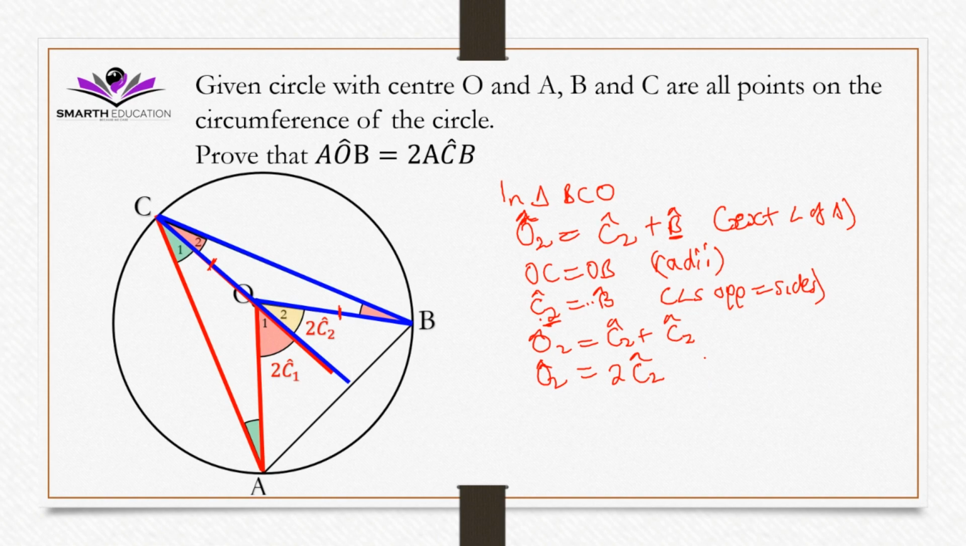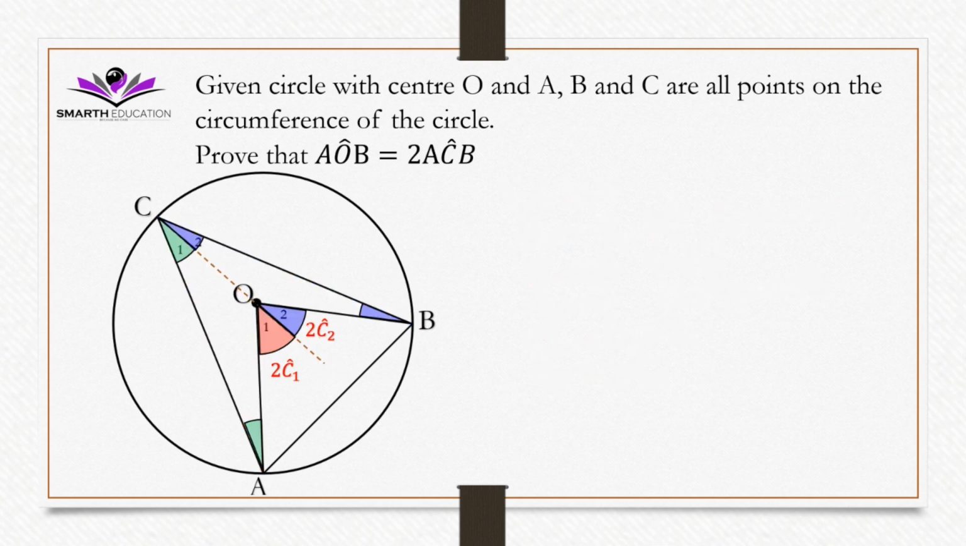So we've managed to get this now. If you check here, this is 2 times angle C1 plus 2 times angle C2, and here is angle C1 plus angle C2. This whole angle here is angle C1 plus angle C2, and this angle here is 2 times angle C1 plus 2 times angle C2. Do you see that? So let's just use that to prove our theorem.